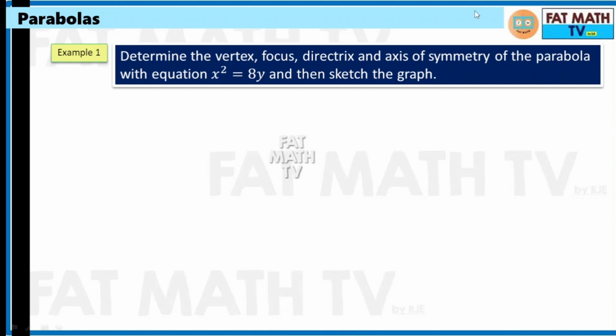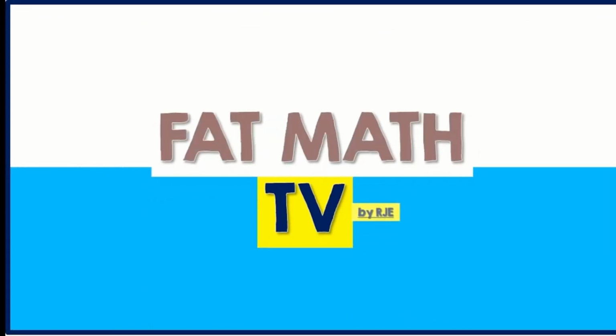Determine the vertex, focus, directrix, and axis of symmetry of the parabola with equation x squared equals 8y, and then sketch the graph.